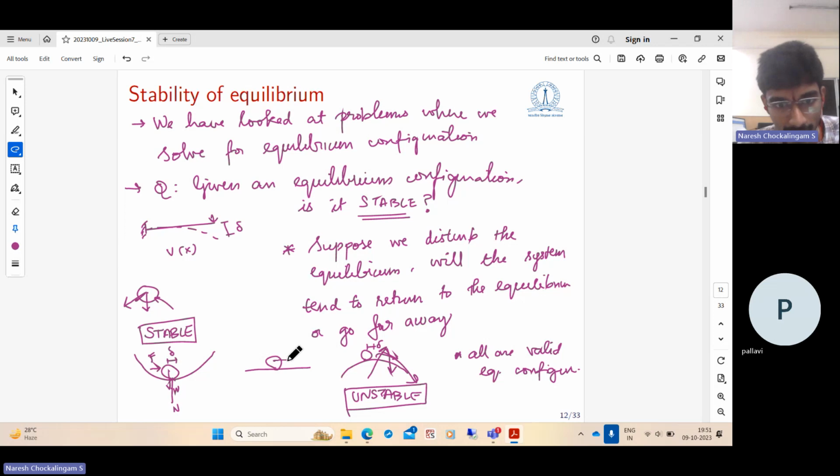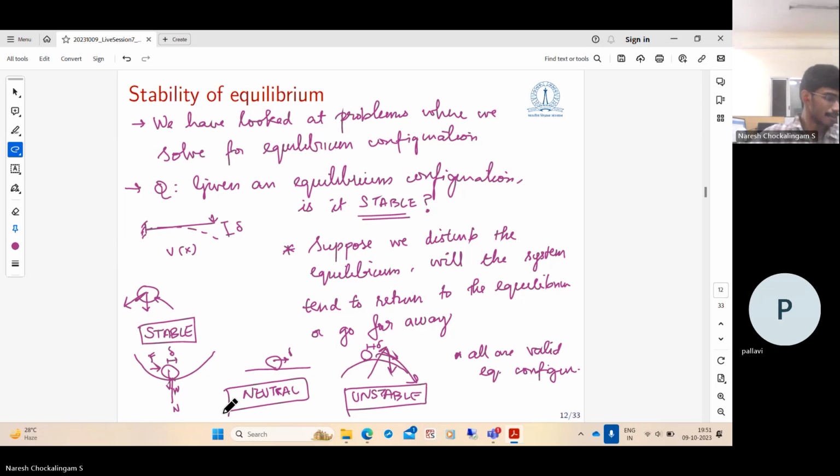What will happen here? Here, if I push it by a small delta, nothing will happen. It will continue to be in equilibrium. So this is called neutral equilibrium. So the idea of stability is only so much. You have an equilibrium configuration. You disturb the equilibrium by a small amount. What happens to the system? That is what we look at.